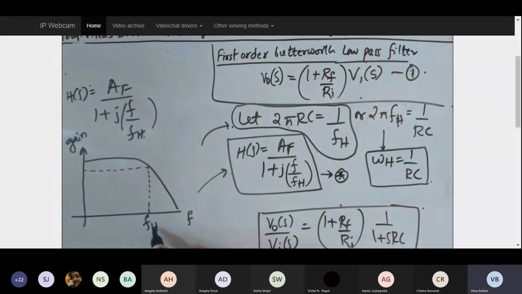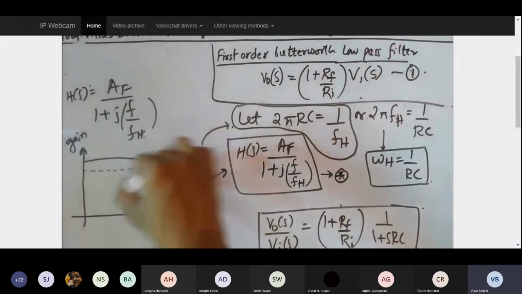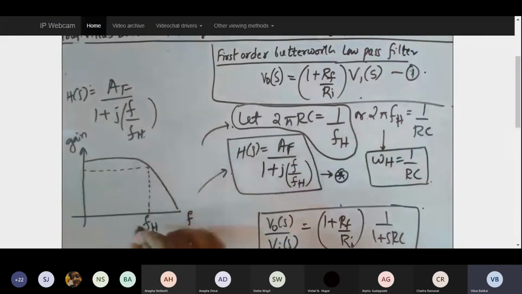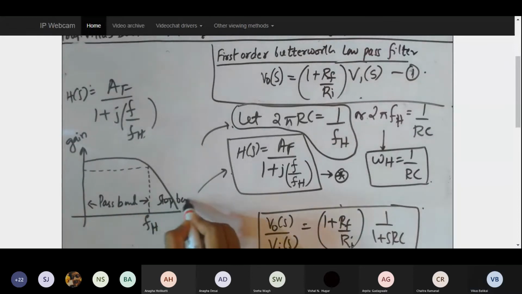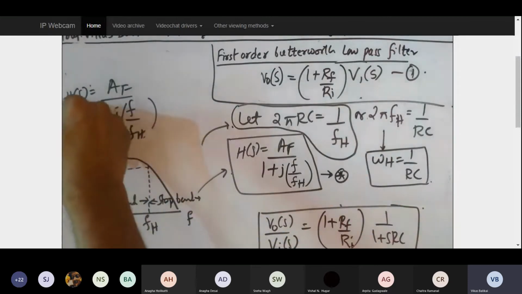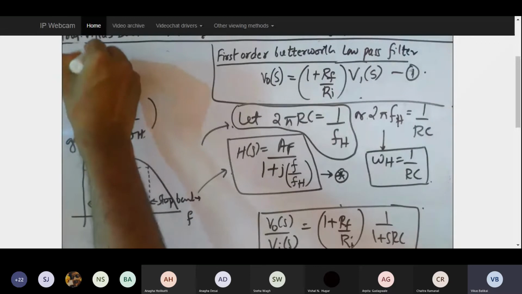Why does the gain start decreasing? Because beyond a certain frequency, which is your cutoff frequency represented by FH, the signals won't be passed. If the signal doesn't pass correctly, the output reduces. If the output reduces, my gain automatically decreases. That's the reason my graph is coming down like this. So before FH, whatever frequencies are there are your pass band, and after your FH, they are your stop band signals. So simple. H of S is nothing but V of S by Vi of S.